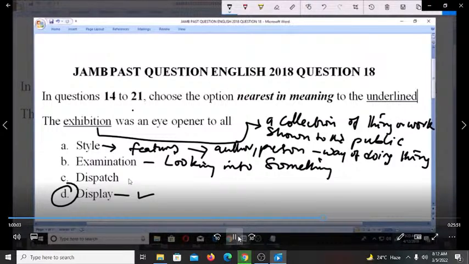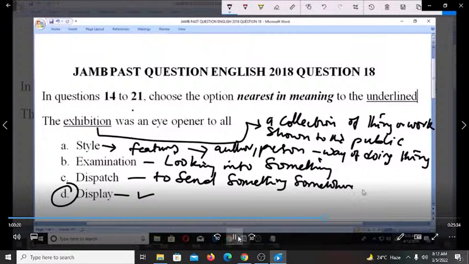Dispatch. What is dispatch? Dispatch simply means to send somebody or something somewhere for special purpose. To send something or somebody somewhere for a purpose. That is dispatch. You've sent it already. I've treated this case with dispatch. I've already done it and I've sent it to where it's supposed to be.